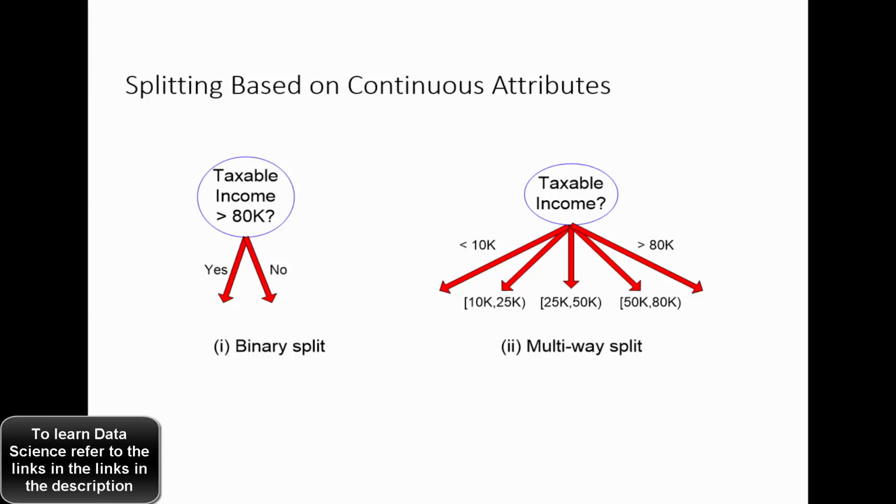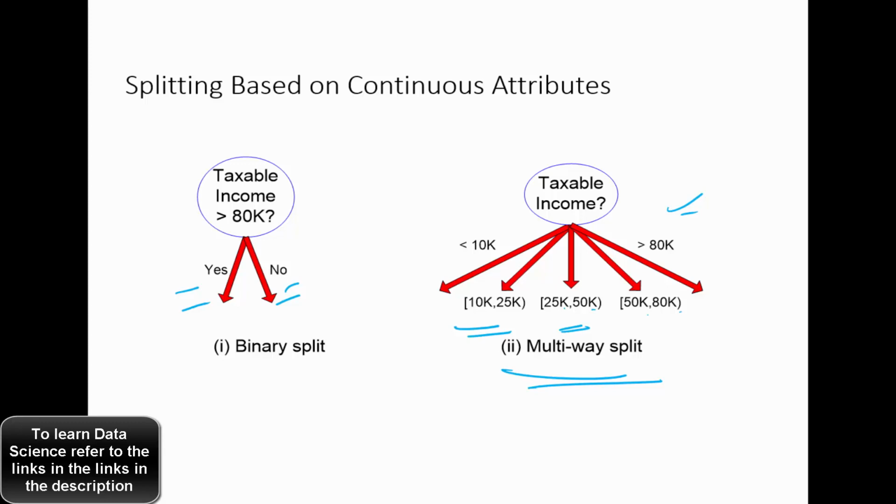So taxable income 80k, yes or no, that's a binary split. Multiple split, we have already explained. It could be the intervals, right? Less than 10, 10 to 25, 25 to 50, 50 to 80, and greater than 80. You know, that could be 5 different categories. That's the way you can do the splitting. But it's not up to you to decide.